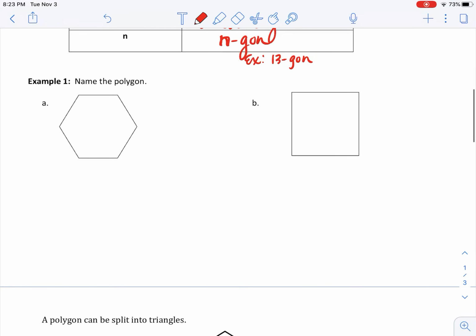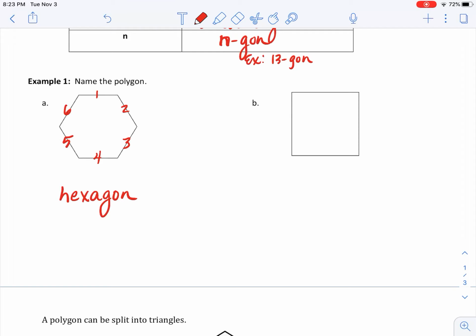Like I said, I'll expect you to have those memorized. When I give you a picture of a polygon, which is made up of straight, non-intersecting sides, I would expect you to be able to name it. Of course, you have to count up the sides. I'm going to number them 1, 2, 3, 4, 5, 6. So that's a 6-sided figure, so you should know that is a hexagon.